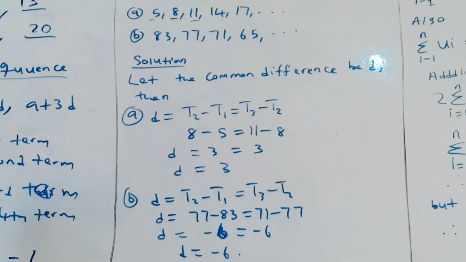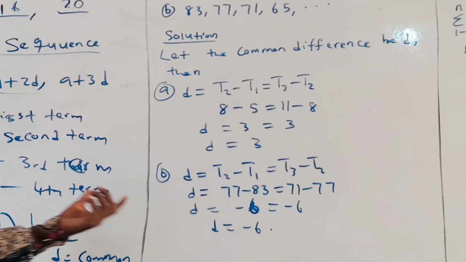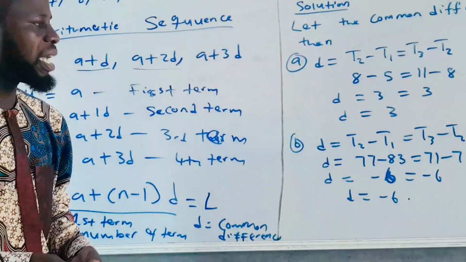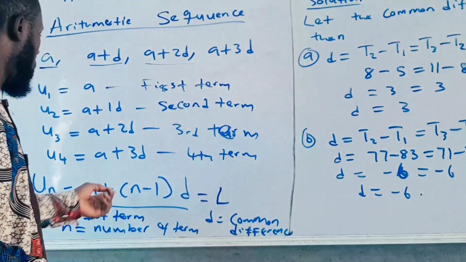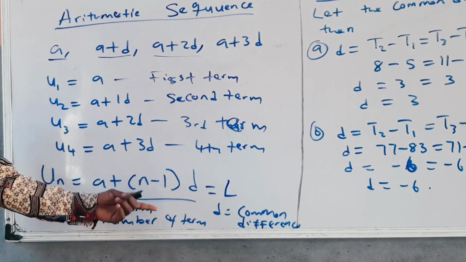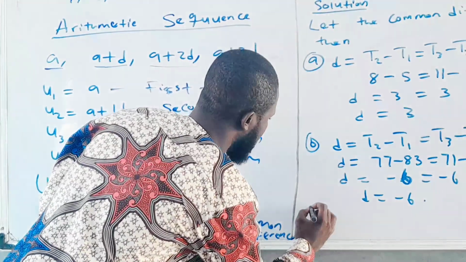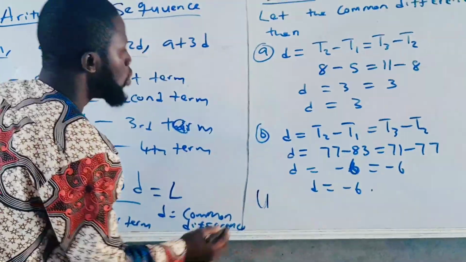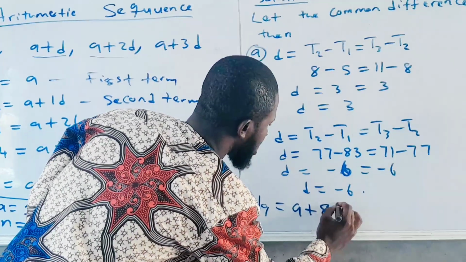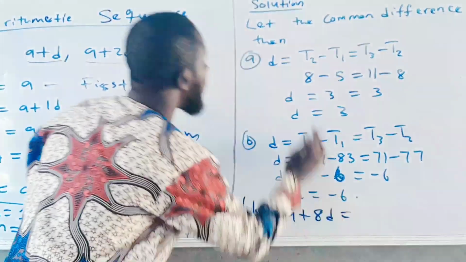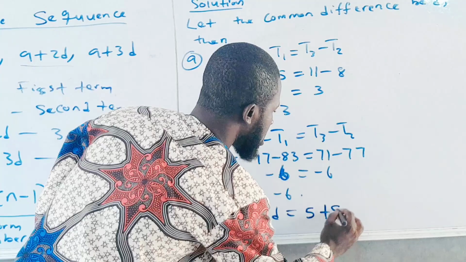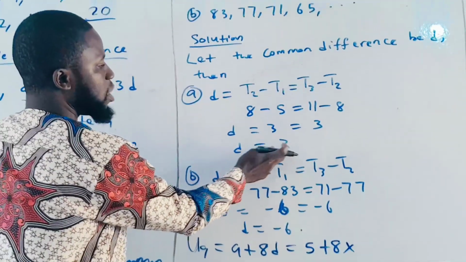Alright, if you now know how to find your common difference and you know the formula to find your last term, eventually when they ask you to find the last term, you use your formula for your last term, which is a plus n minus 1 d. For instance, let's say you are asked to find U9 for this sequence. That would be a plus 8d. Then we now have our first term is 5. That's 5 plus 8 times, we've gotten our common difference to be 3.